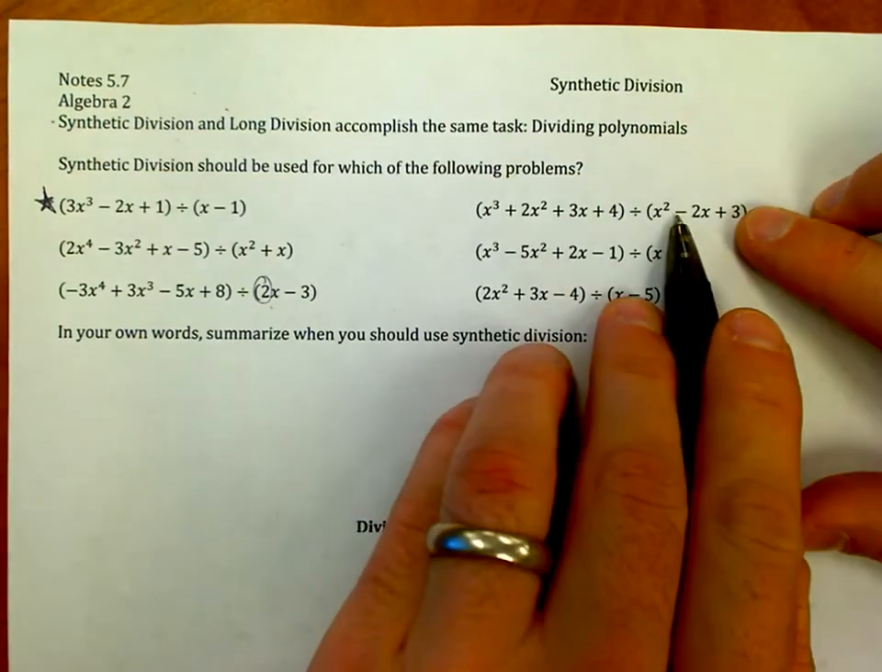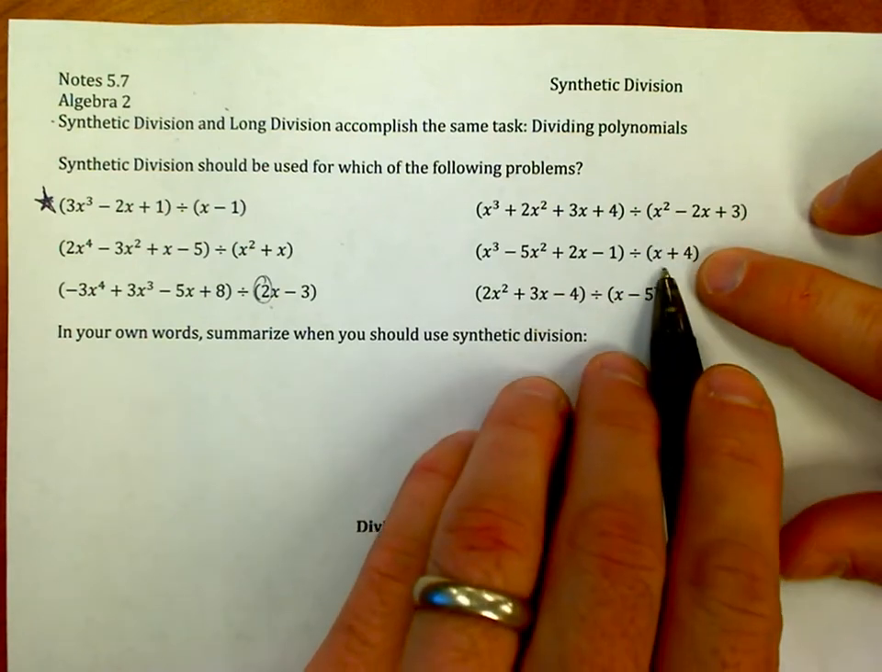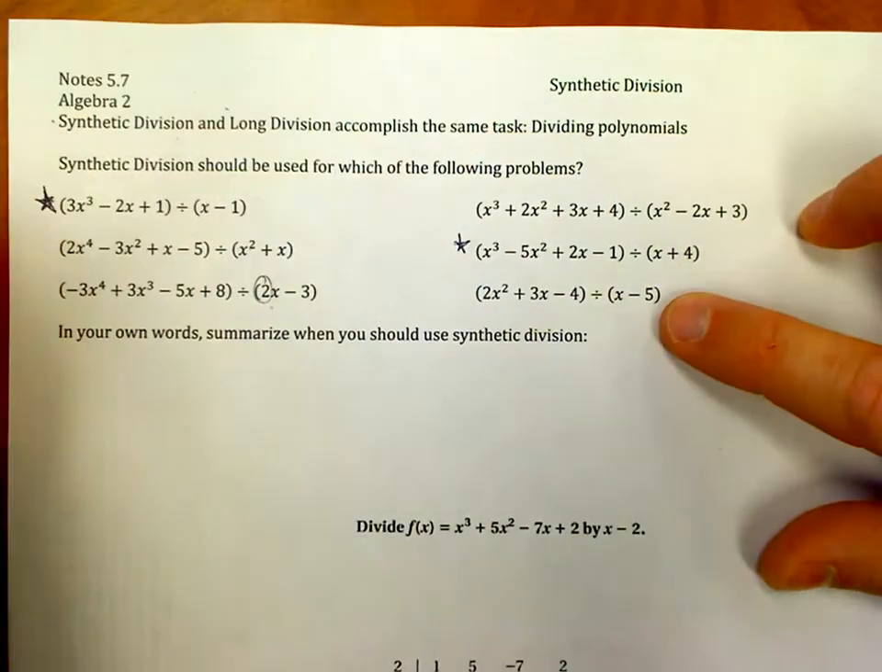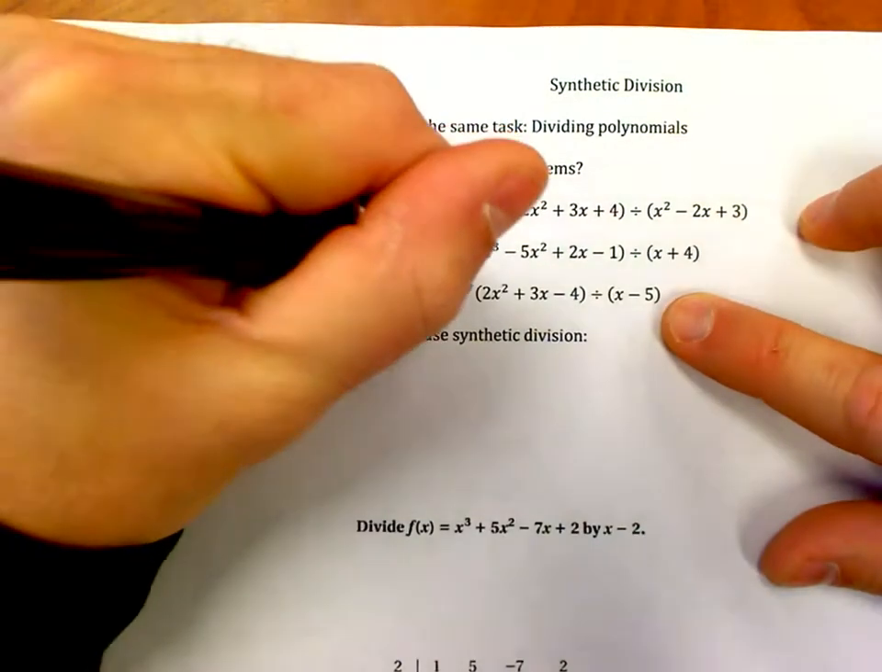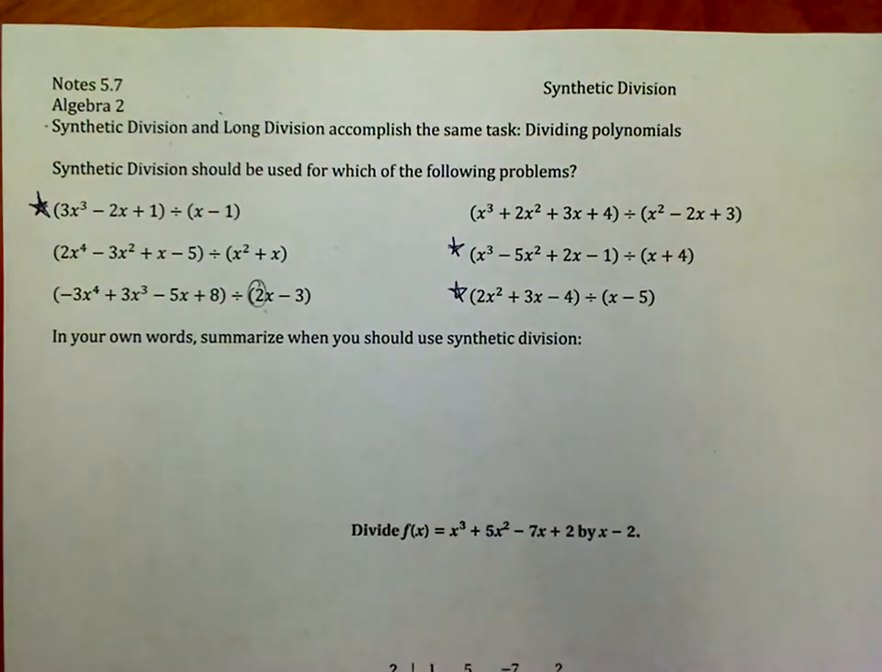And I see here, that's definitely complicated, right? But here I have x plus a 4. That'd be a good one. I'm dividing by x minus 5. This would be a good one. So in your own words, I hope you can summarize when you use synthetic division. It's really when it's just x plus or minus a number. Not 2x, not x squared, not anything like that. We just want something simple.